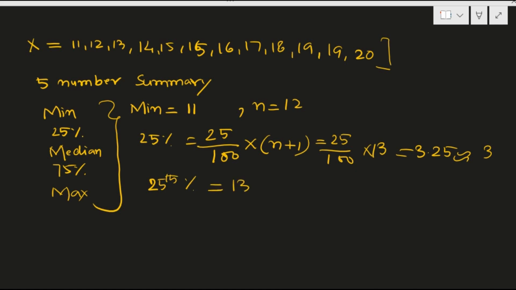Now we will find the median value. Not quite, let's do the 75th percentile first. Again the formula is the same, 75 by 100 into 13. This time we get 9.75, which is near to 10. So the tenth item in this case is 19. I think it is 19. Yes.